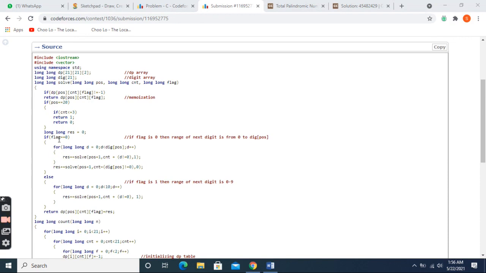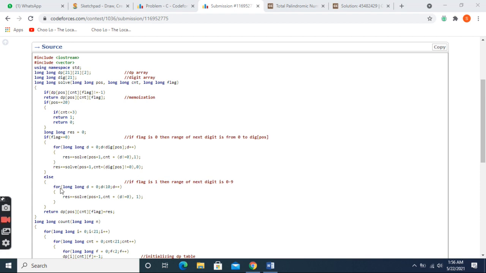So here are my 3 cases. The first case is when flag is already 0. So first case is when I fill my next position with a digit which is less than the original digit. So as you can see, I loop from 0 to less than the original digit, and I add the answer for POS plus 1, count plus d not equal to 0, and now I set my flag to be 1 because now my prefix will be strictly less than my original prefix. And at the end I just add the answer for POS plus 1, count plus my original digit not equal to 0 and 0, because when I put the original digit in the next position, then flag will remain 0.